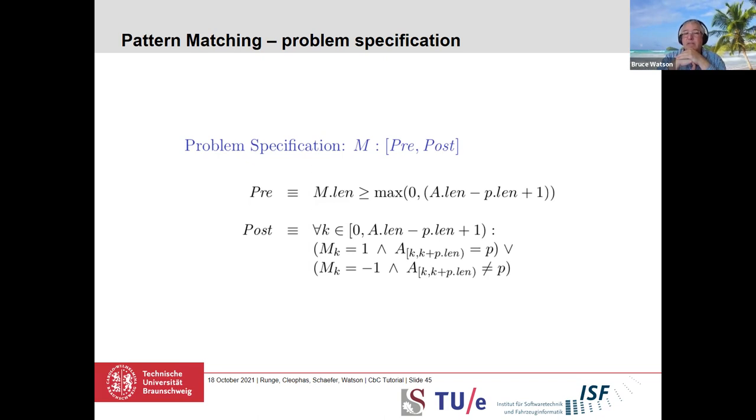And of course, if there isn't a valid match, in other words, P is not equal to that stretch of letters starting at K, then M sub K is equal to minus one. So that simply says that for our post condition, we would like, over all of the valid indexes, to have correctly filled in the one and the minus one according to whether or not there's a match.